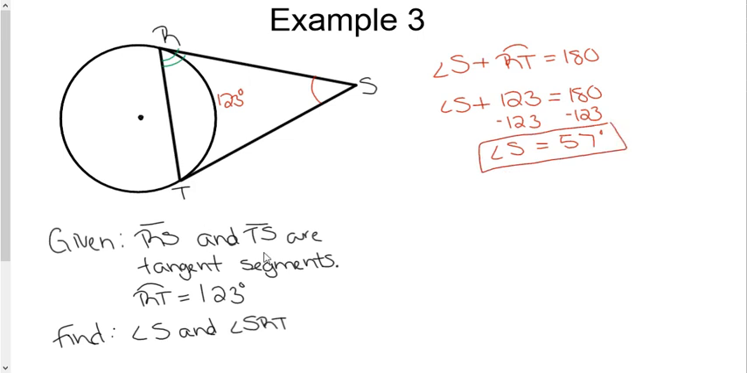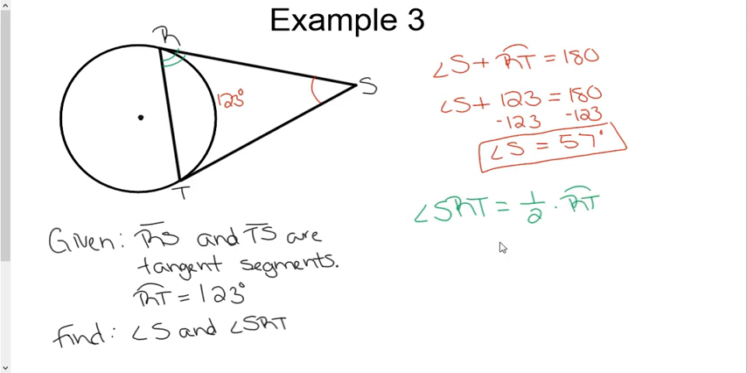Now the second one is having me find angle SRT. Well, if you notice right here, length RT, that's a chord, and RS is a tangent. Based on yesterday's lesson, we know that a chord tangent angle is half the measure of its intercepted arc. So I know that angle SRT is going to be equal to half the length of arc RT.